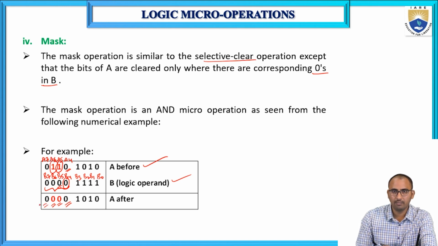So after performing the mask operation, the contents of register A is 0000 1010. So that means the upper nibble. Nibble means 4 bits. The upper 4 bits are masked after performing the mask operation.